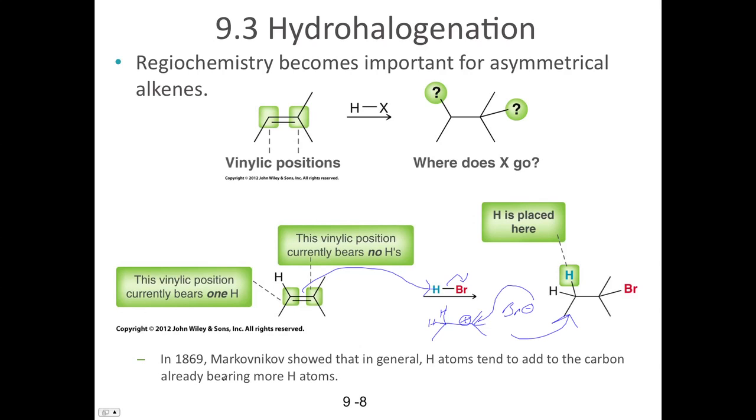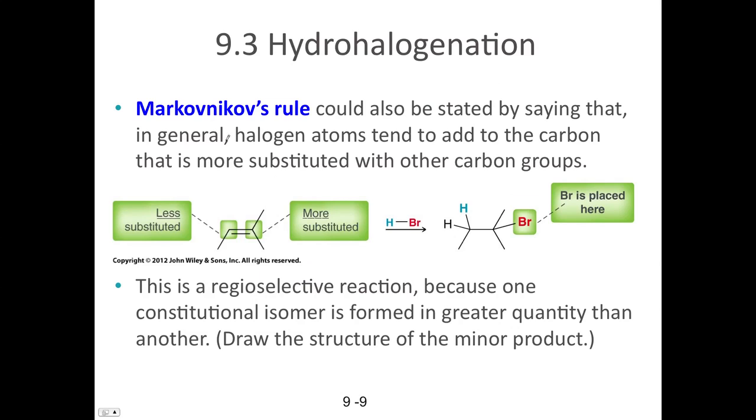In 1869, Markovnikov showed that in general, hydrogen atoms tend to add to the carbon already bearing more hydrogen atoms. That's one way to put it, which is Markovnikov's rule. It could also be stated that in general, halogen atoms tend to add to carbons that are more substituted with other carbon groups. That's how he originally said it. It's the complementary way to say it. The other one goes from the hydrogen's perspective. This goes from the halogen perspective. The whole point is that they'll both give you the same answer.